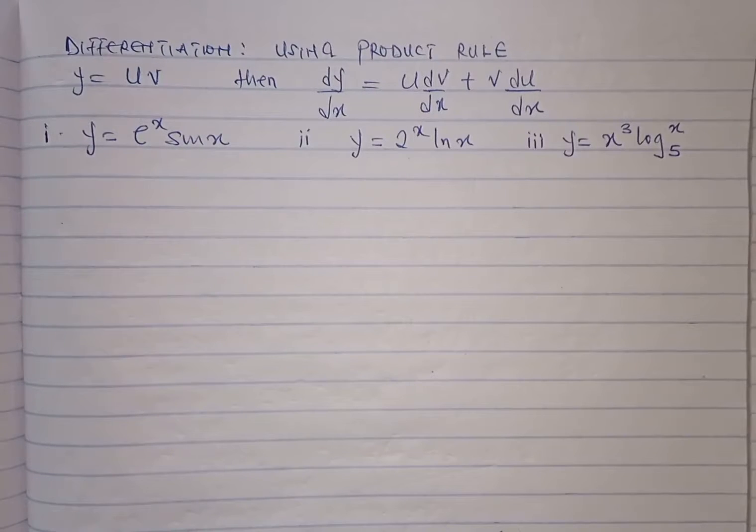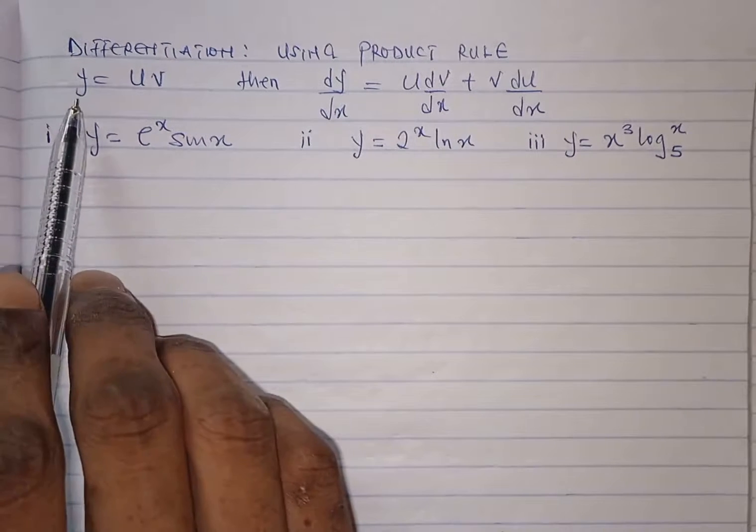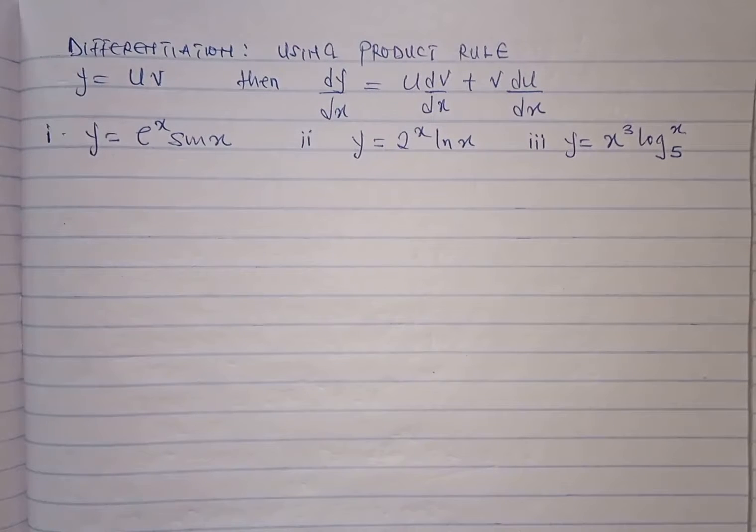Today we are going to be looking at differentiation using the product rule. So how do I know a question is a product rule? I believe you'll be asking, if I see a question, how do I know it's a product rule? This is how the product rule looks. As you can see, we have y equals u multiplied by v.